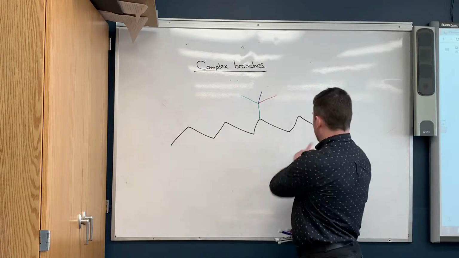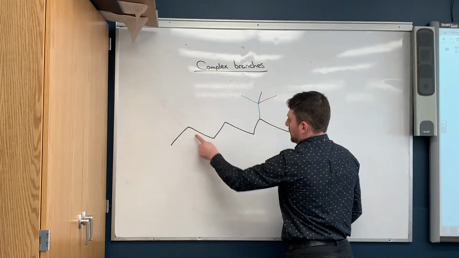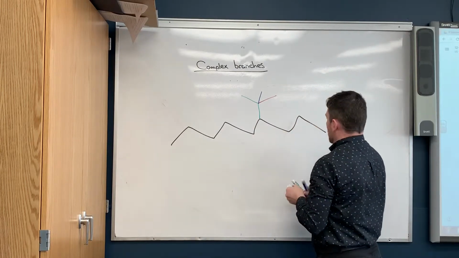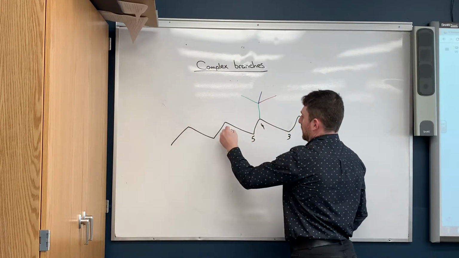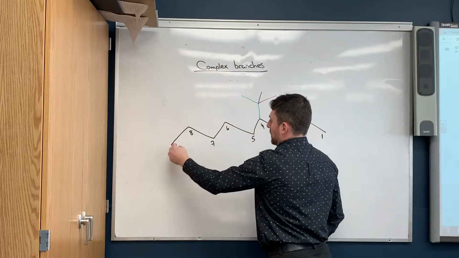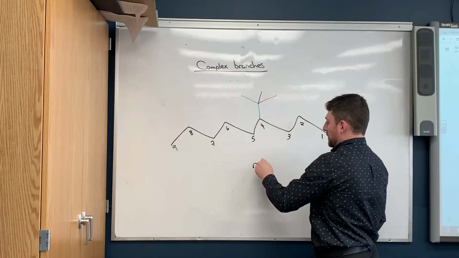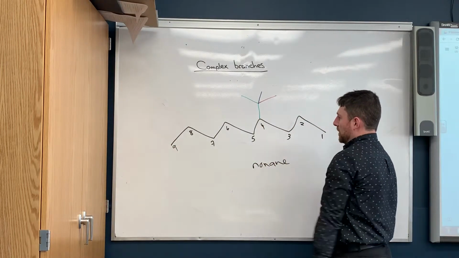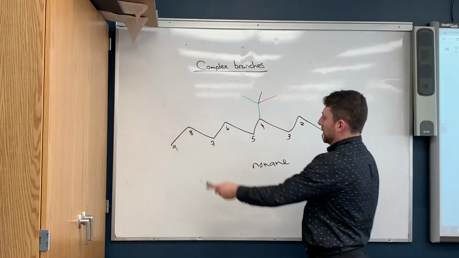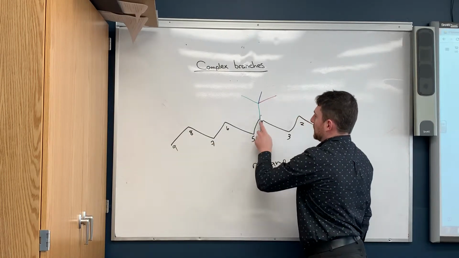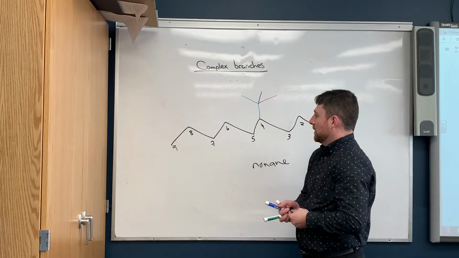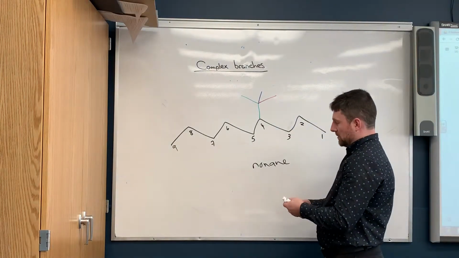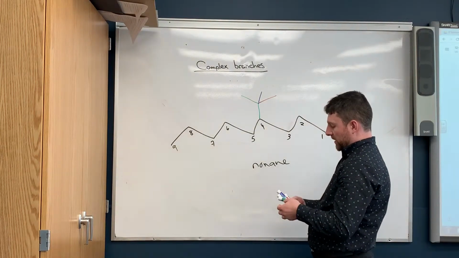So we have 1, 2, 3, 4 versus 1, 2, 3, 4, 5, 6. It will be 1, 2, 3, 4, 5, 6, 7, 8, 9. So we have a no name. We don't have any other options for longest. 1, 2, 3, 4, 5, 6, 7, 8. Anything else is going to be 8 or fewer. Right, so no name is how we're going to go. So we have to name this as a complex branch.